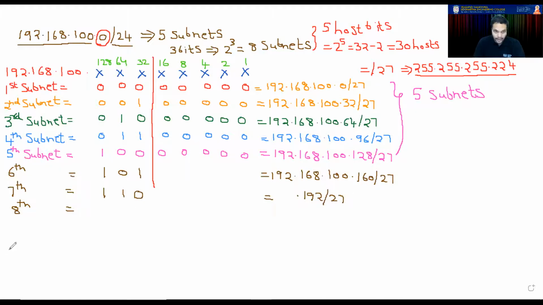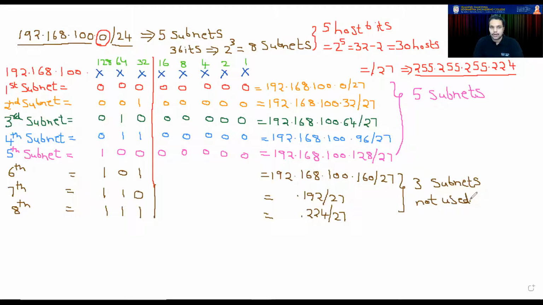And for the last subnet, I have the 3 ones in these bit positions, which will equate to 192.168.100.224/27. So these are the remaining 3 subnets which are not used here because I don't have the requirement. This can be kept for future usage.